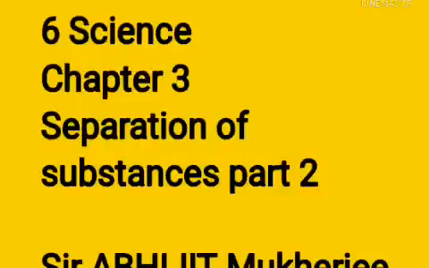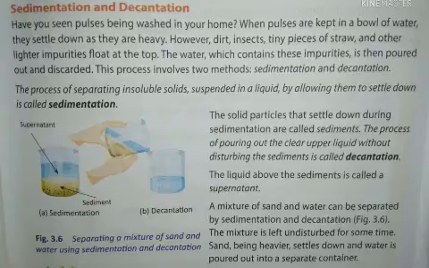I'm going to teach you class 6 science chapter 3, separation of substances, part 2. The process of sedimentation and decantation, as you have studied last time, we can apply when we want to clean market-purchased pulses, which may contain some impurities like dirt, insects, tiny pieces of straw, some lighter impurities.